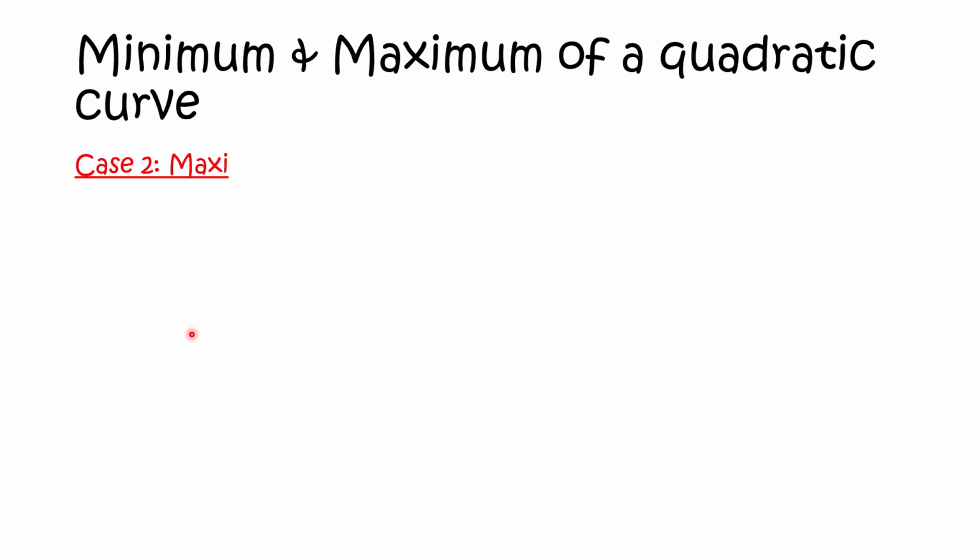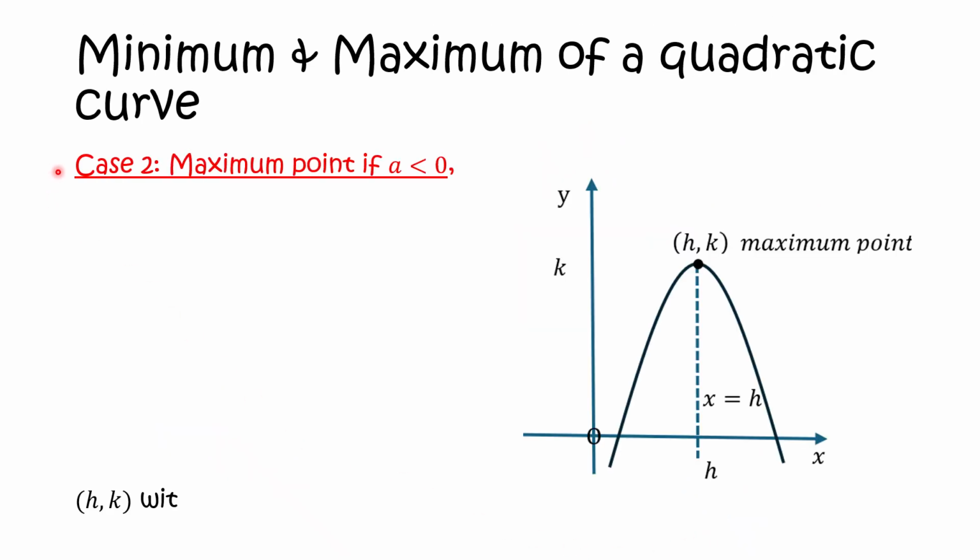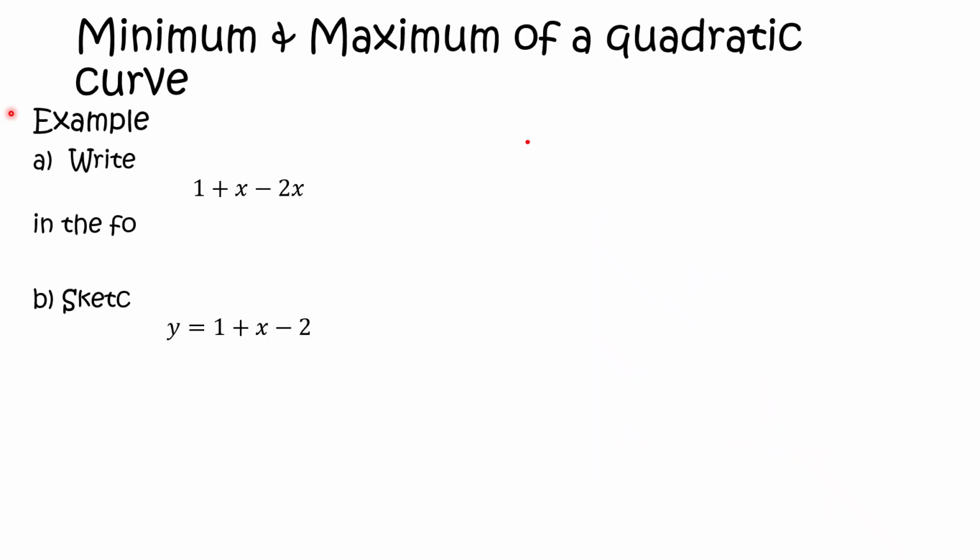Now, let's move on to case 2. The maximum point: if a, the coefficient of x squared, is less than 0, we would have a maximum point at the vertex (h, k), where (h, k) is the maximum point and x equals h is the line of symmetry. Let's look at example 2.